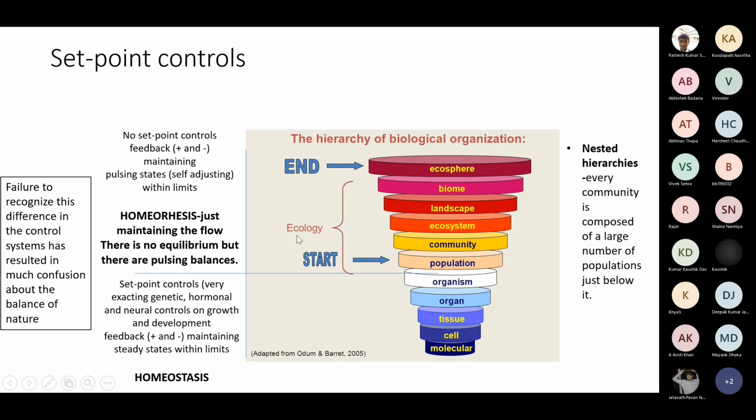Okay. So therefore, in an ecosystem, there is no exact control like we have in the case of an organism. It just maintains the flow. There is no equilibrium, but there are pulsing balances. So failure to recognize this difference in the control system has resulted in much confusion about the balance of nature. So we need to understand what is happening up to an organism level, but after that, it's a very dynamic system.